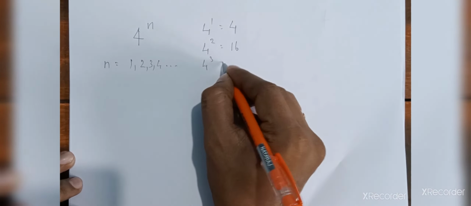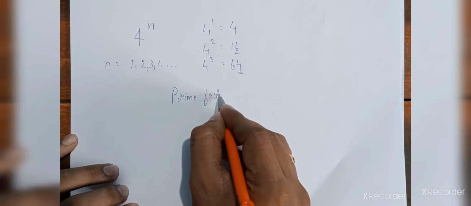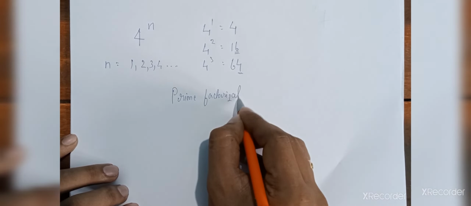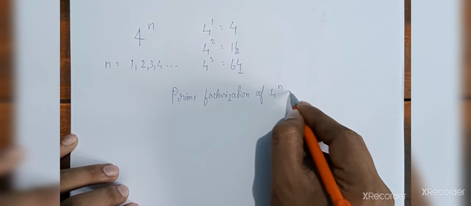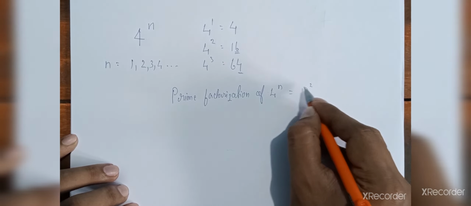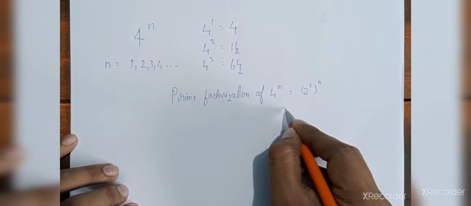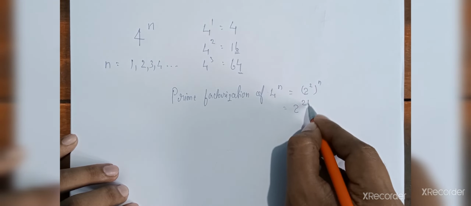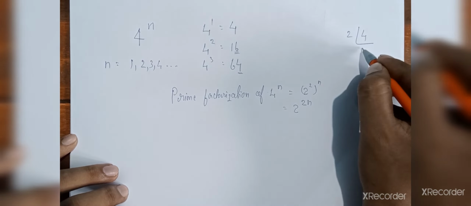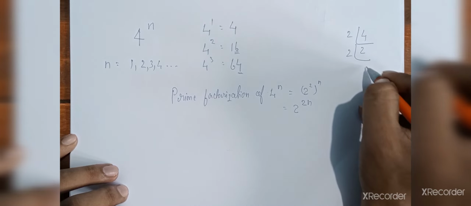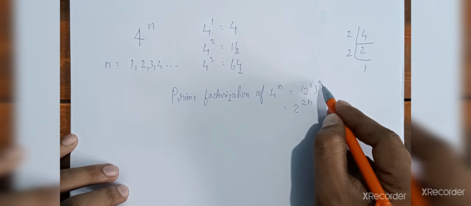Okay, for this we have to find the prime factorization. We have to do the prime factorization of 4 raised to n. That is 2 raised to 2 whole raised to n, which we can write as 2 raised to 2n. As 4 we can factorize like this: 2 into 2. So 2 raised to 2 whole raised to n.